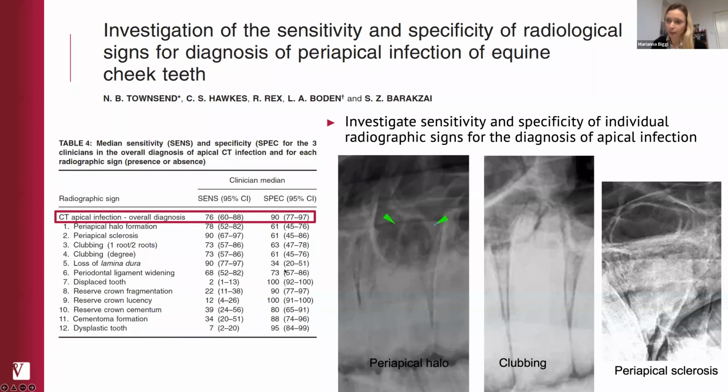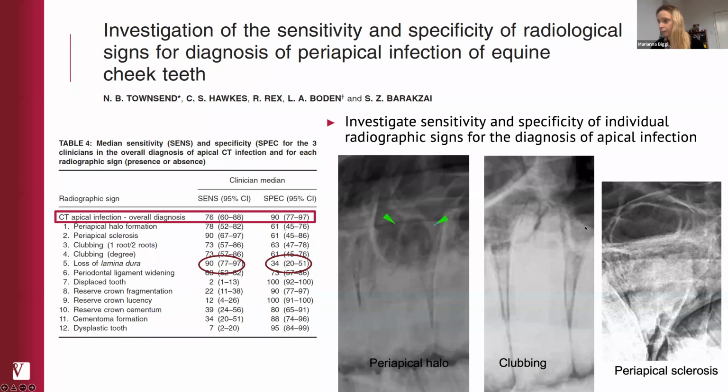The authors warned about some changes, for example the loss of the lamina dura dentis. Sometimes you can't quite see it all, and this was highly sensitive for detecting infection, but it was very poor in specificity, and the authors recommend not to use this particular sign for diagnosis of infection because you don't want to remove many teeth that might be normal. Of course, we all know that removing a normal tooth will probably cause more problems than benefit. So we want to be pretty sure before we remove a tooth that it is definitely infected.